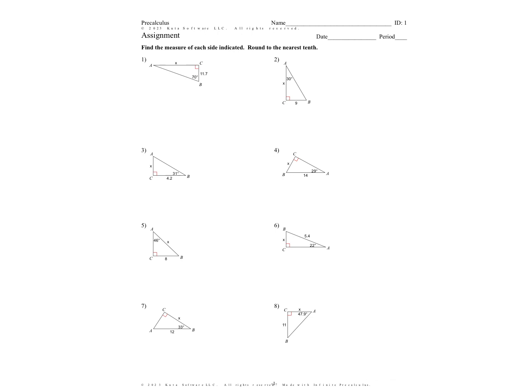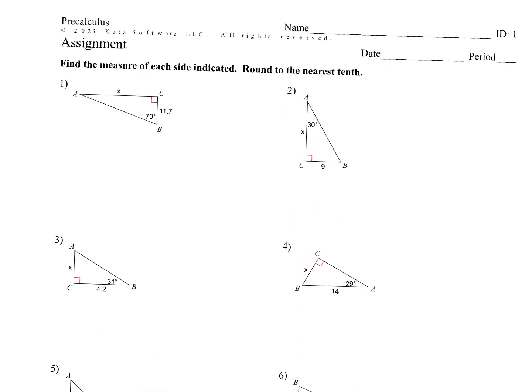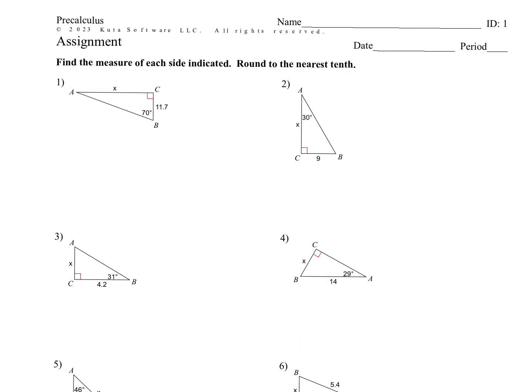Okay, so let's start with number 1. Number 1 says, first of all, I want to read the directions, and it says round to the nearest tenth. So the nearest tenth, just in case you don't remember, it's like 10.1. The tenth is that first decimal place.